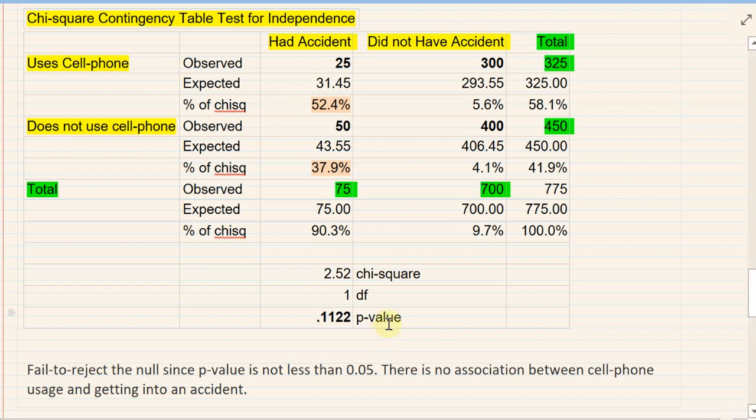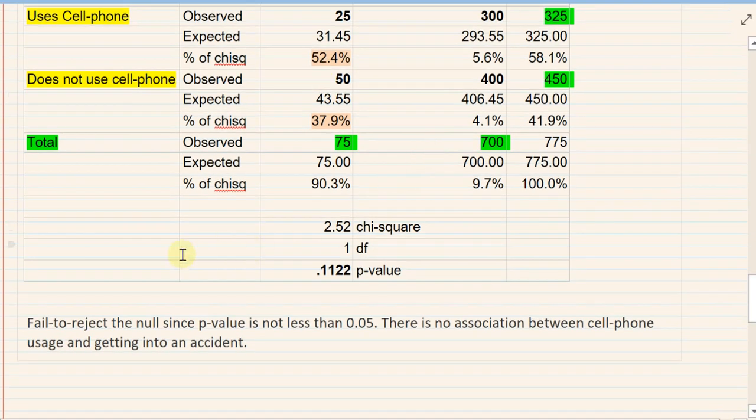Okay, and the chi-square statistic is pretty low here. But again, the greatest contributors to this small chi-square are these kinds of users. But again, there's not enough evidence to sound the alarm here. For example, say those who use cell phones necessarily have greater rates of accidents. So I'm going to fail to reject the null. There is no association between cell phone usage and getting into an accident.